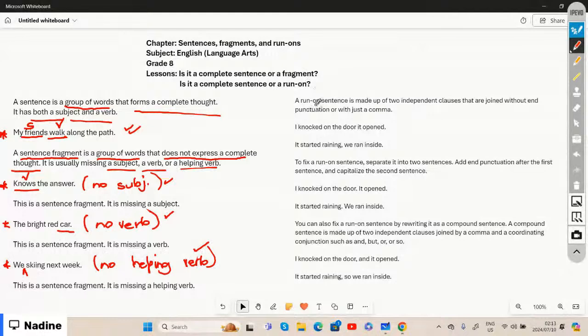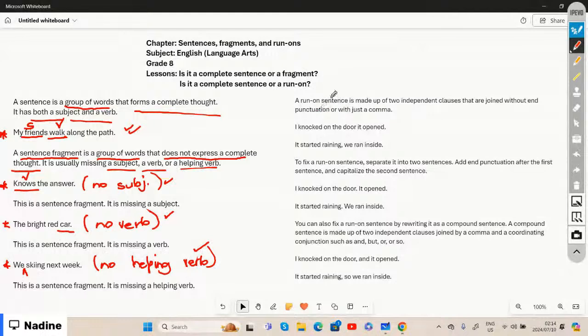And then we also have a run-on sentence. We had a sentence, where we say that a sentence is a group of words that forms a complete thought, and it has a subject as well as a verb. And then we went over a sentence fragment, which is a group of words that does not express a complete thought. We say that a sentence fragment is either missing a subject, or it's missing a verb, or it's missing a helping verb within a specific sentence. So it's not showing a complete thought because it's missing one of those things: either there's no subject, no verb, or no helping verb.